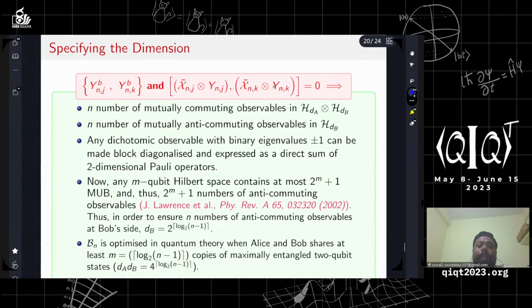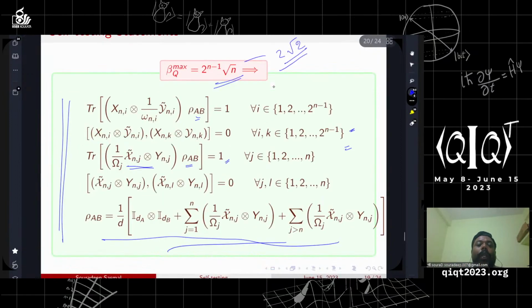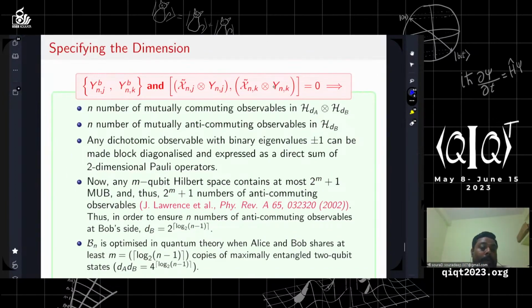Now let us analyze more. While doing the derivation, whenever we observe this optimal value 2 to the power n minus 1 root n, we saw that Bob's measurement settings should be anti-commuting, and there exist n mutually commuting observables in H_A tensor H_B. H_A is the Hilbert space associated with Alice's system, and similarly for H_B. And n mutually anti-commuting observables should be present in H_B, because Bob needs n mutually anti-commuting observables to have the optimal violation of that Bell inequality.